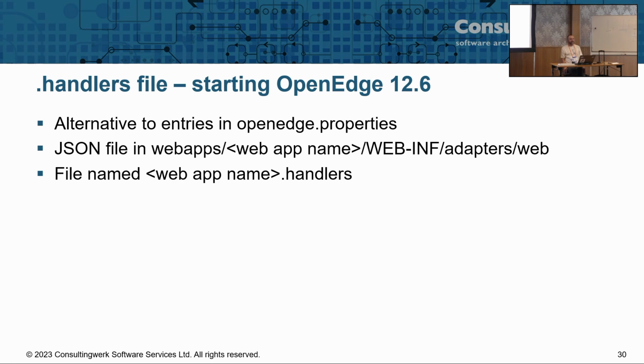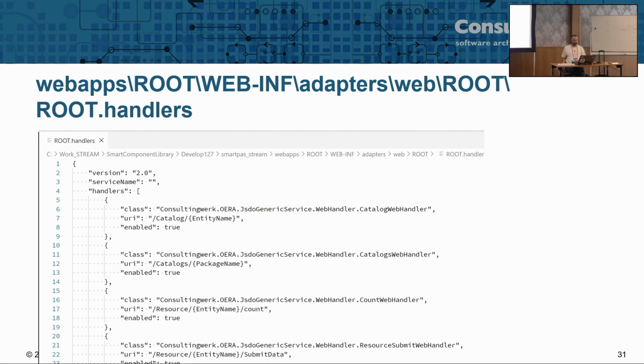Right, 12.6. So in 12.6 we don't have to configure all the web handlers anymore in openedge.properties. We can have a JSON file in webapps, webapp name, that will be by default ROOT, WEB-INF, adapters, web, and we can have there something like ROOT.handlers. So how does that JSON file look? Well, here it is. So we see the class names and we see the REST endpoints. And you also see a flag enabled, yes or no.